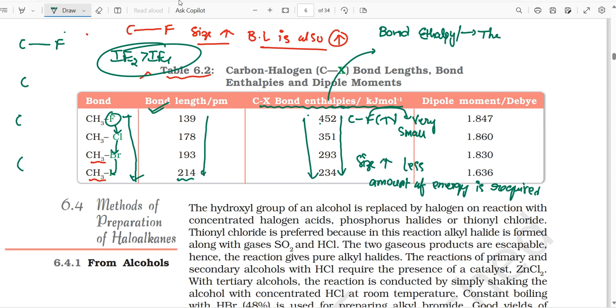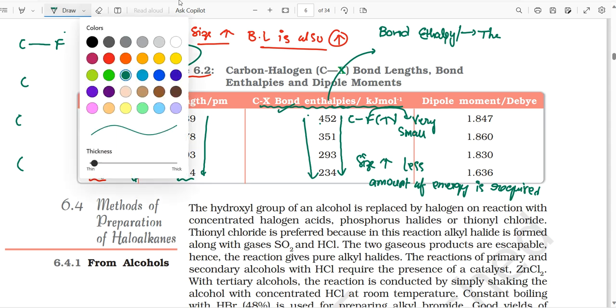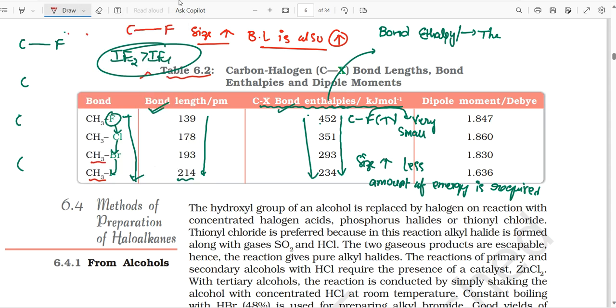I hope bond length and bond enthalpies are clear to you. Now let us try to understand the last concept, that is dipole moment. So we observe the general trend here: 1.84 and 86. Generally, this decreases from top to bottom.